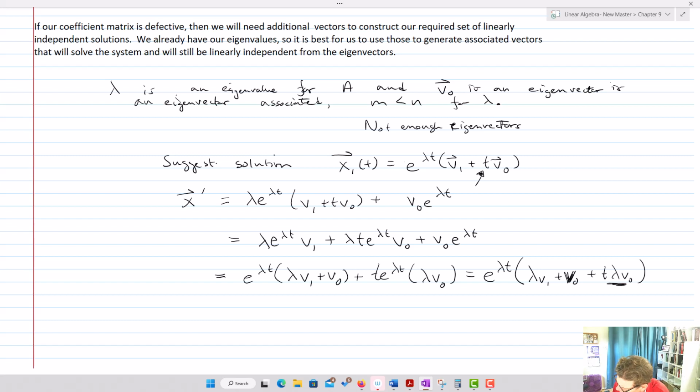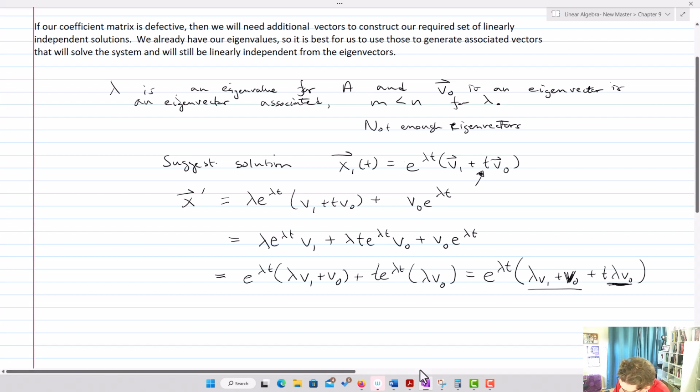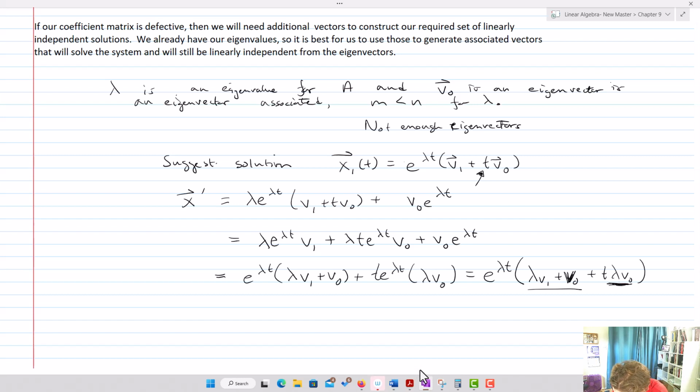And then also, in order for this to be a solution, what I'm going to need is that this has to be A v1. This is going to have to be A v1, and the reason is that we already know this is A v naught. So this is a solution if lambda v1 plus v naught equals A v1. And we've got lambda v naught equals A v naught, which we already know is true.